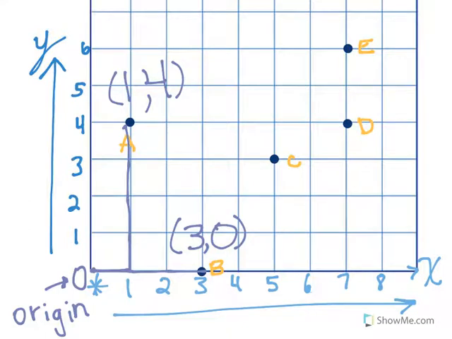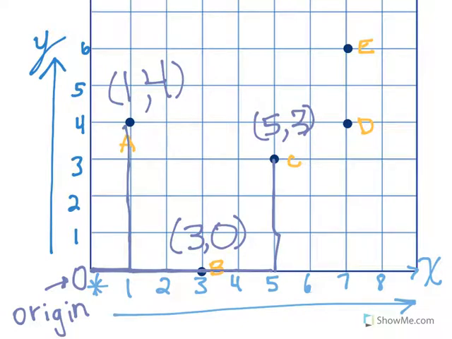All right, let's do point C next. So again, we come back to the origin. 1, 2, 3, 4, 5. So my x-coordinate for C is 5. And then let's move up vertically on our y-axis. 1, 2, 3 to get to point C. So that makes our y-coordinate 3.